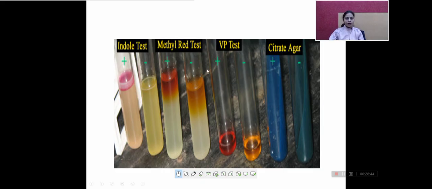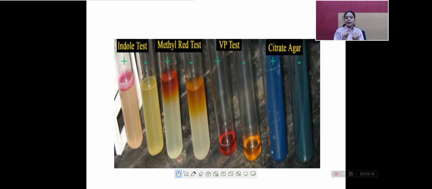So first the indole test. In the indole test there is the breakdown of tryptophan, that is an amino acid, and it is converted into pyruvic acid with the help of the enzyme tryptophanase. And Kovac reagent is used in this test. Remember this. In the indole test, which reagent is used? Kovac reagent, which reacts and changes the color into red, right?